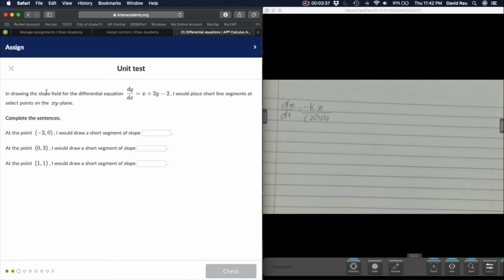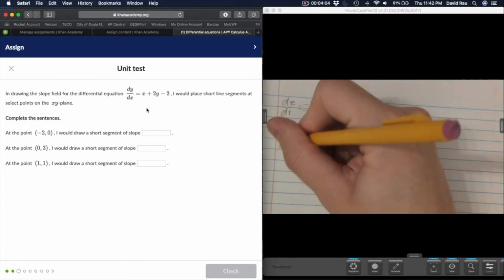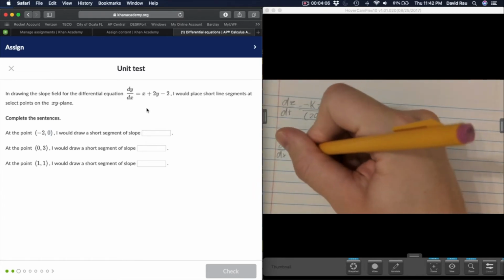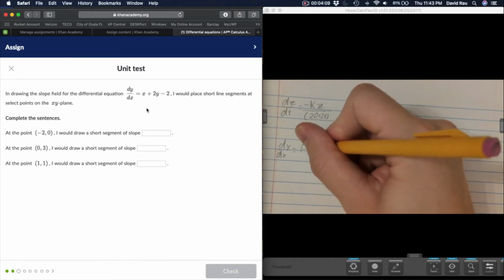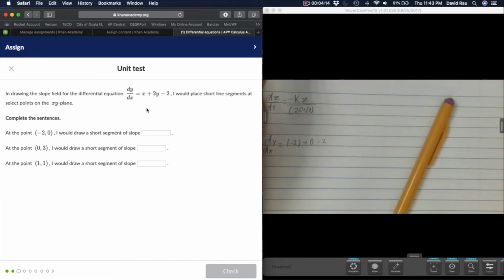All right, up next, in drawing the slope field for the differential equation dy/dx equals this, I would place short line segments at the selected x, y points. What we're saying is, what is the slope at these particular points? All you have to do is plug in this for x and this for y into the equation and solve. So I'll do that really quickly. For the first one, dy/dx would be -2 plus 0 minus 2, and so that would end up being -4.